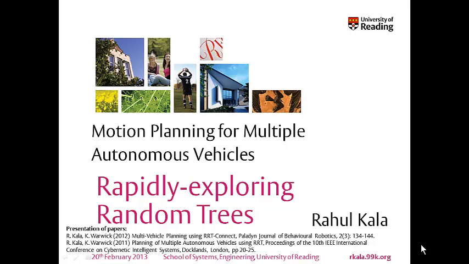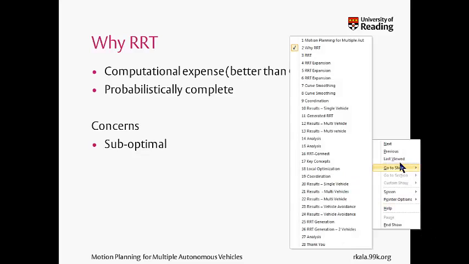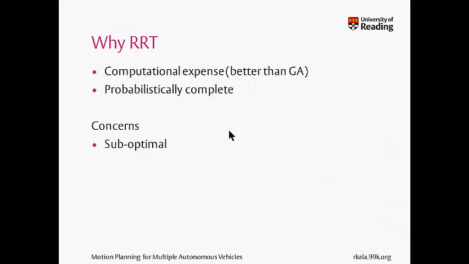Hello, this presentation is for solving the problem of motion planning for multiple autonomous vehicles using an algorithm called Rapidly Exploring Random Trees, or RRT. The introductory part of the presentation is in a different video, the link to which should be in the video description. So before we go on solving this problem using the concept of RRT, let's see what RRT basically offers.